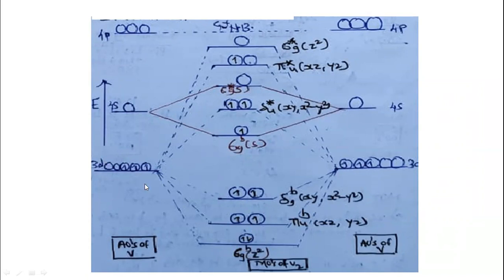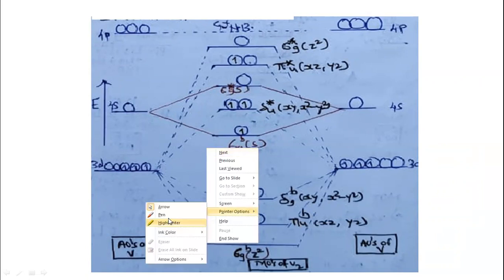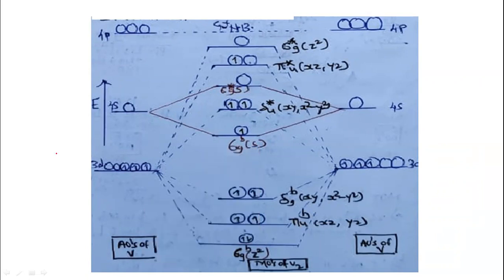Now the next orbital is the overlapping of dyz and dxz orbital with dyz and dxz orbital. So the bonding molecular orbital can be designated as pi u b, which means it is a pi bonding molecular orbital. So one by one, I would like to write the molecular orbitals which are formed. The molecular orbitals formed here are, first, the sigma g bonding molecular orbital coming from the dz square orbital.